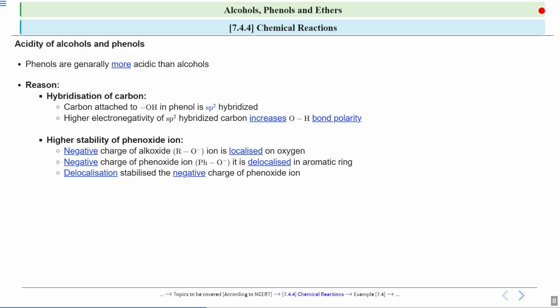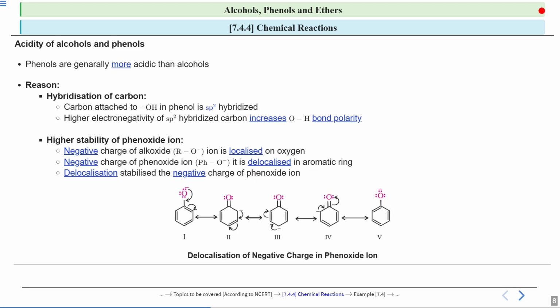So delocalization stabilizes the negative charge on the phenoxide ion. Because of more resonating structures and resonance, the negative charge on the phenoxide ion is delocalized. So your delocalization is basically stabilizing your negative charge on the phenoxide ion. So if I say, then this phenoxide ion is more stable as compared to the alkoxide ion. Why is it more stable? Because this delocalization has stabilized your negative charge in the aromatic ring.